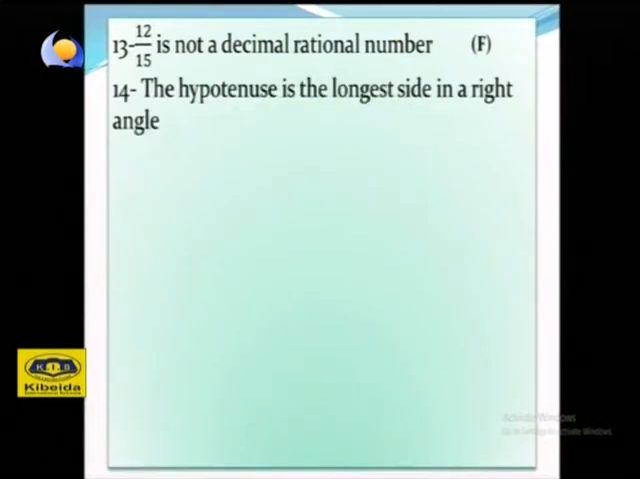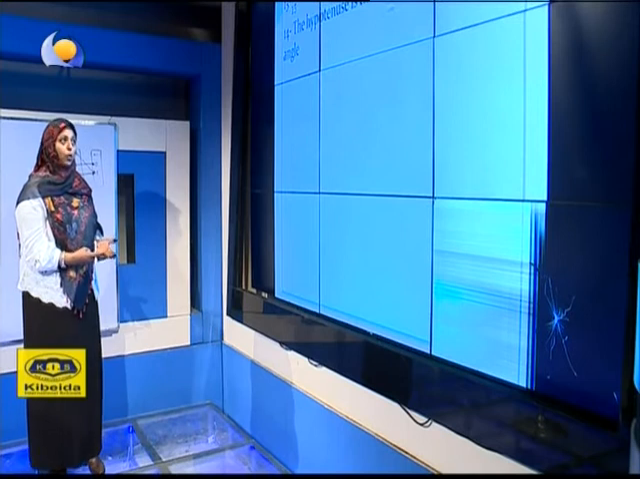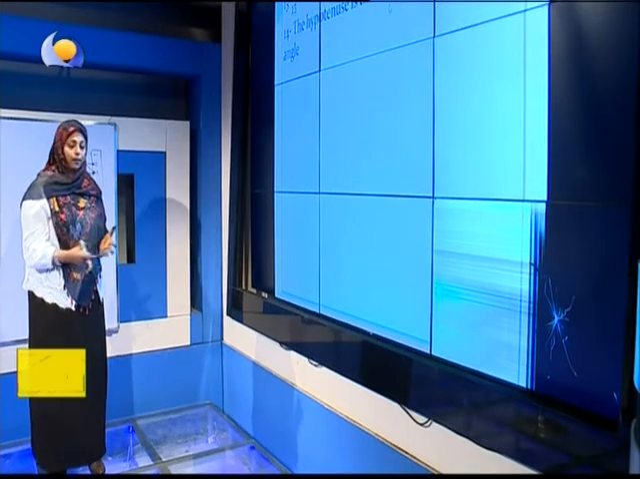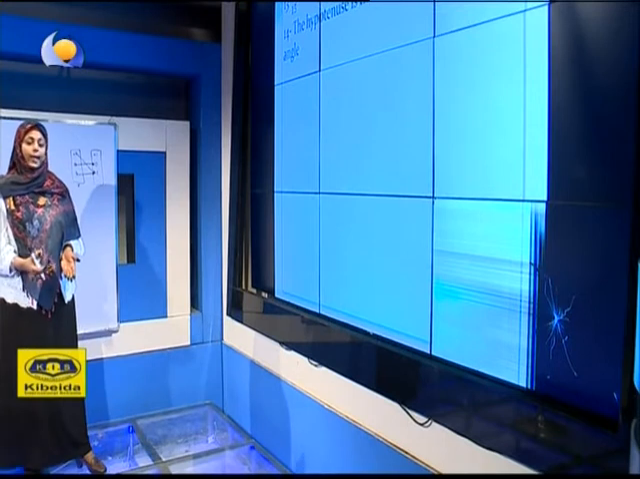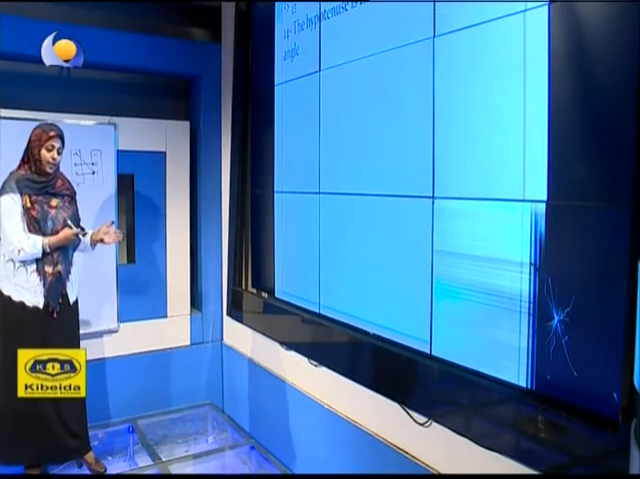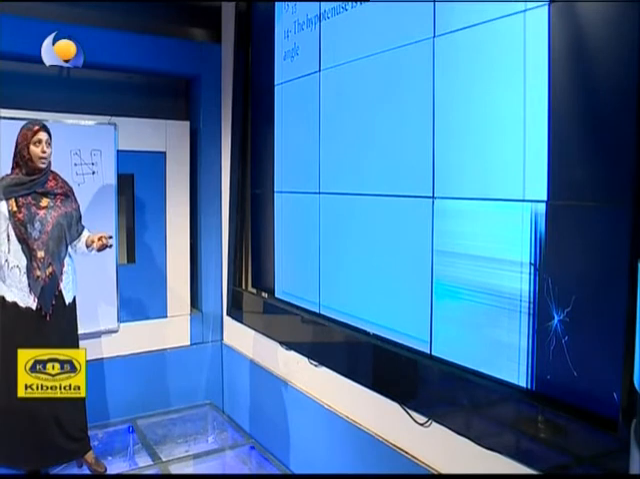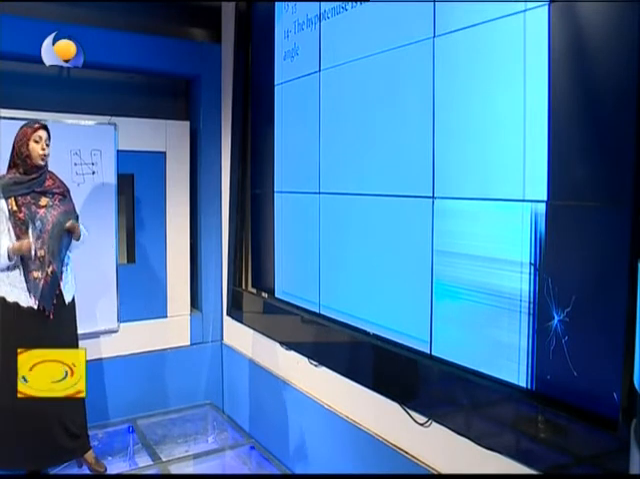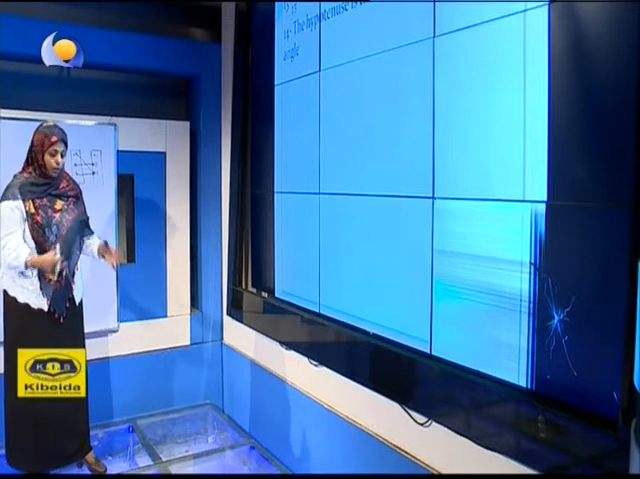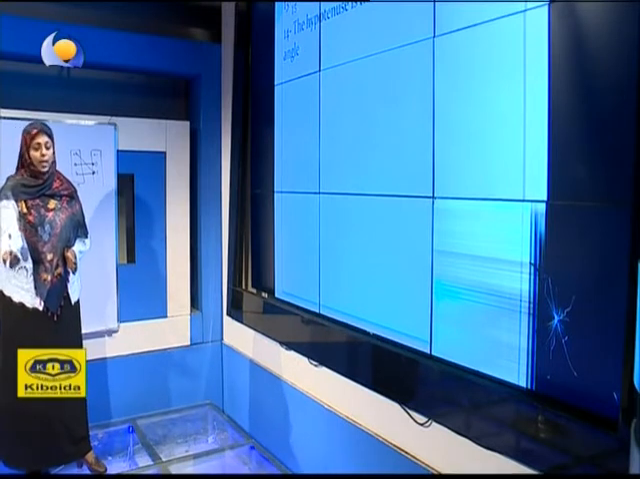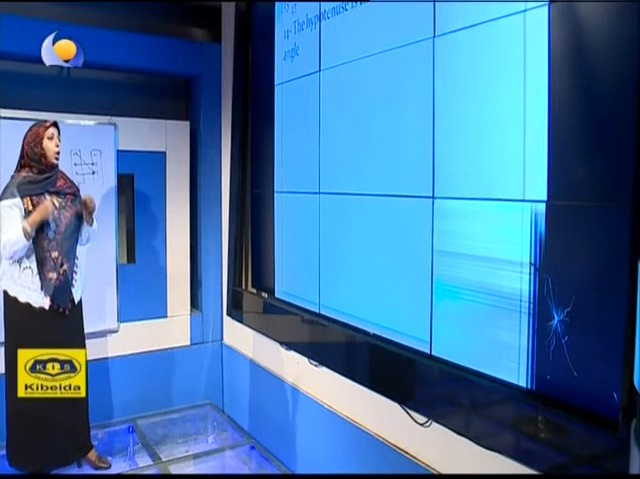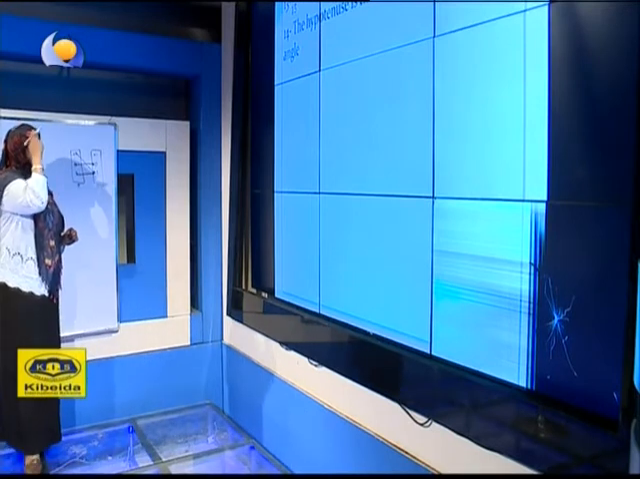Number 14, the hypotenuse is the longest side in a right angle triangle. We know that in a right angle triangle, there is a 90 degrees angle, which is the right angle. Hence, the sum of the three angles is 180. If one of the three is 90, then the two other angles will be definitely less than 90. So for sure, the right angle is the biggest angle, and definitely the opposite side, which is the hypotenuse, will be the longest side. So this statement is completely true.